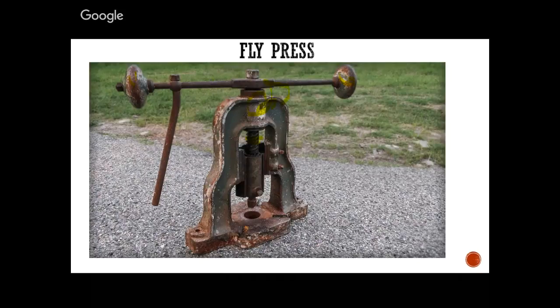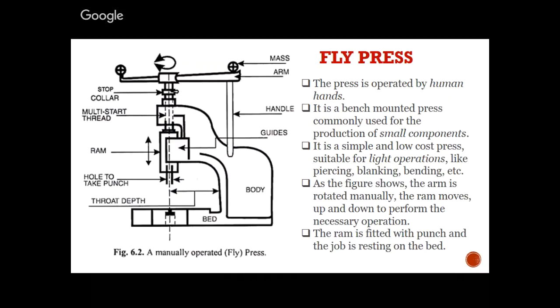In the previous day they were using it to get a punch, or to get the desired sheet metal operations. Under the theoretical part of the explanation, this press is generally operated by human hands, and it is a bench-mounted press commonly used for production of small components, because handling high pressure application is very difficult for a human being. That's why it is applicable for a small component.